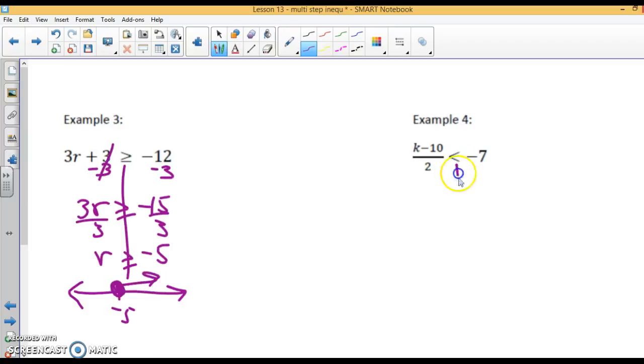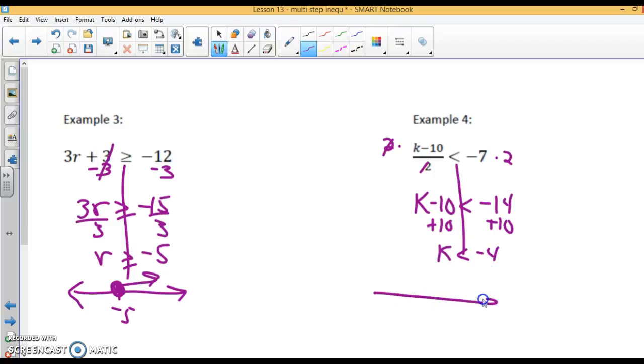All right, example 4. I need to multiply both sides by 2 first because the 2 is farthest from the variable. So I'll have k minus 10 is less than negative 14. Add 10 to both sides. k is less than negative 4. So here's my graph. Negative 4, open circle because there's no equal to, and less than is to the left.